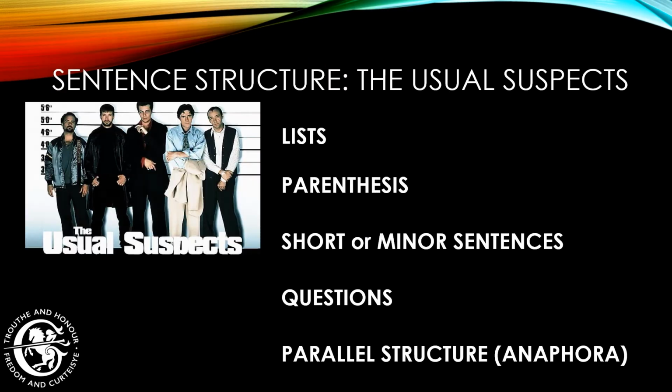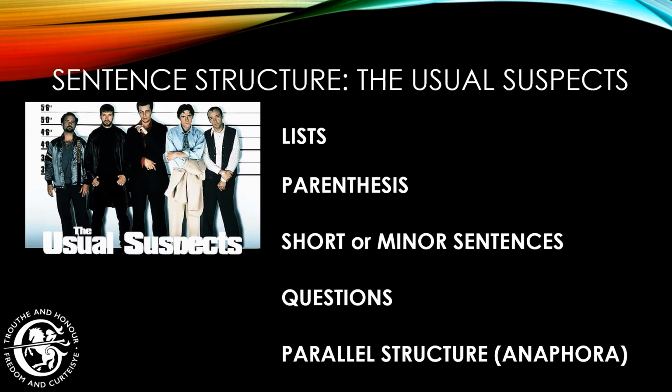So here are the usual suspects when it comes to sentence structure. If you are confident that you can talk about these 5 aspects of sentence structure, you will always be fine for your Higher RUAE papers. If a question is asking you about sentence structure, then one or more of these features will be present. And so as long as you can identify them and analyze them and say something intelligent about them, you will get the marks. So those 5 features are lists, parenthesis, short or minor sentences, questions, and parallel structure, which is often also referred to as anaphora.